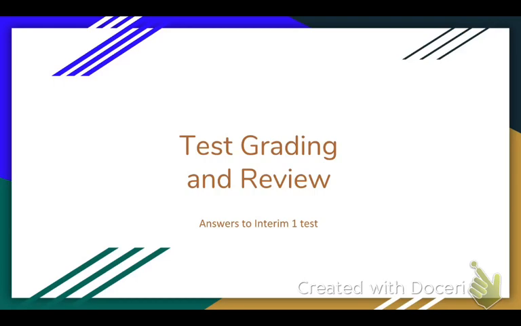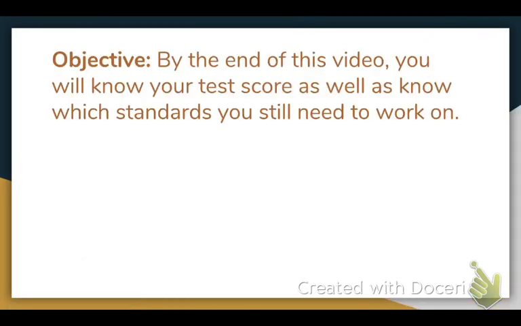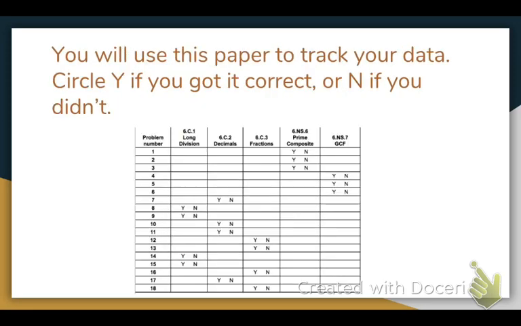You should have your test, your interim 1 test, and a data tracking sheet that I'll explain in a little bit. Now you're ready to get started. So this is test grading and review. I'm going to go through the answers of that first test that you took. By the end of this video, you'll know your test score as well as which standards you still need to work on, and of course which standards you did well on. Like I said, you're going to use this paper to track your data.